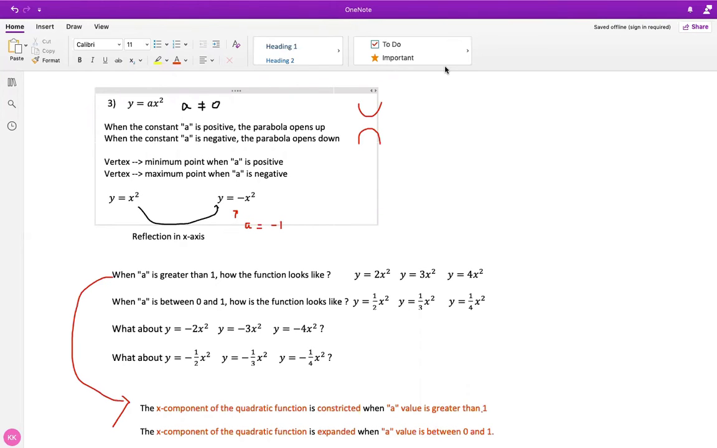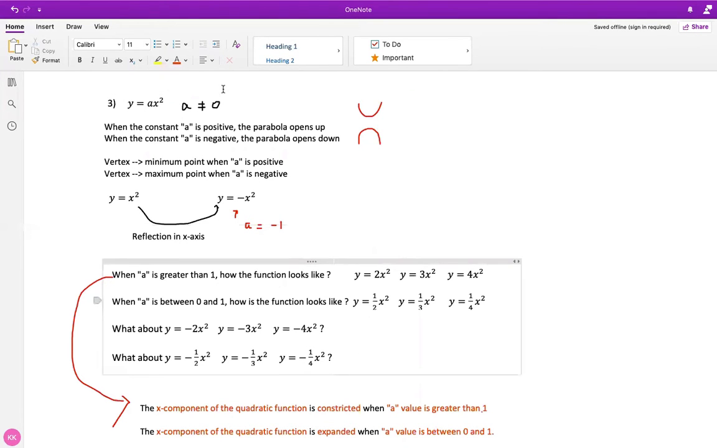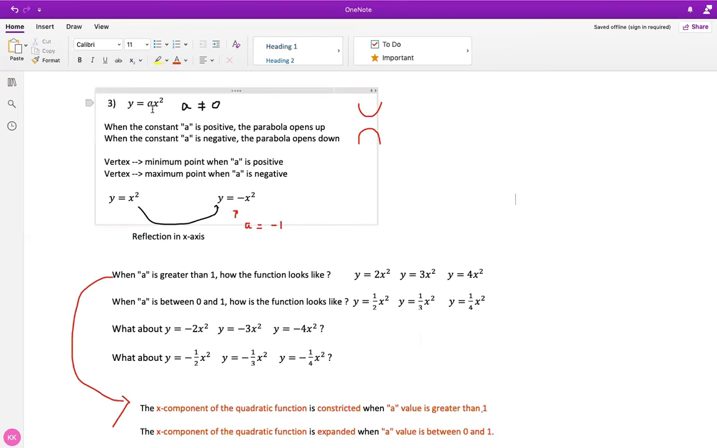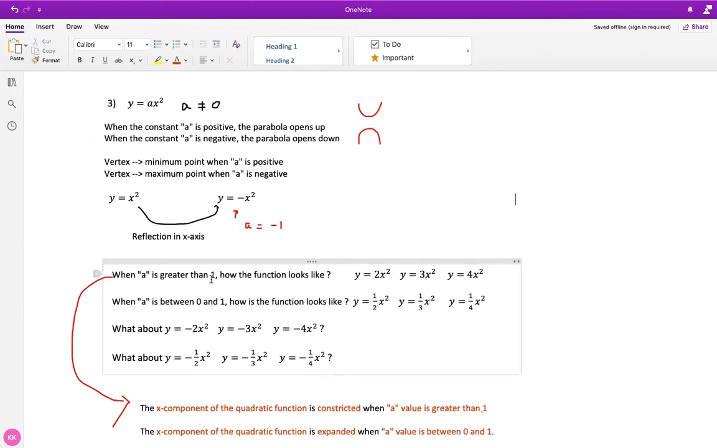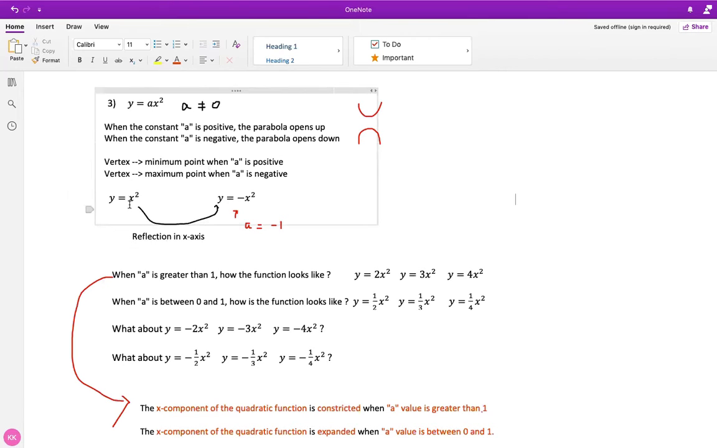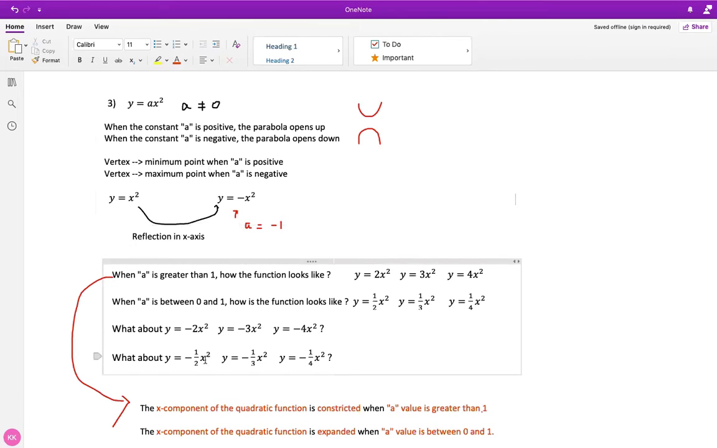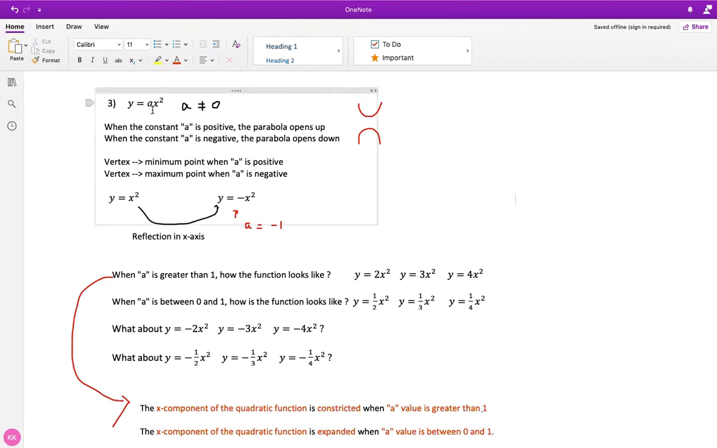Hello everyone. In the previous video, I covered how the a value affects the function f(x) = x squared. If the a value equals -1, you will see that the function y = x squared is reflected in the x-axis. We also looked at how increasing the a value from 1 to infinity affects the function y = x squared.